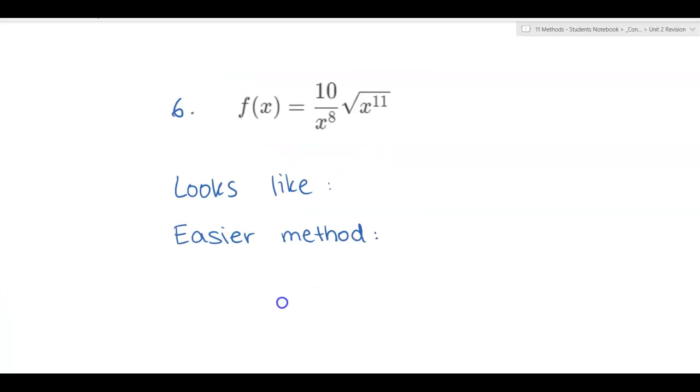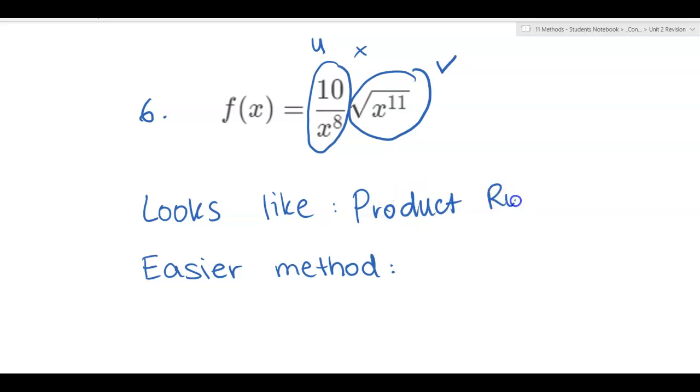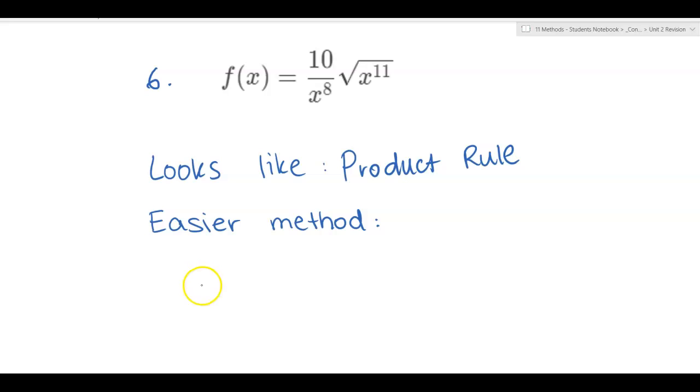Okay, last one. What does this function look like? Complicated. What does it look like though? We've got one function here, u. We've got one function here, v. What's happening to them? Okay, so it looks like product rule, but we can actually do something else. No, there is not one function inside another function.